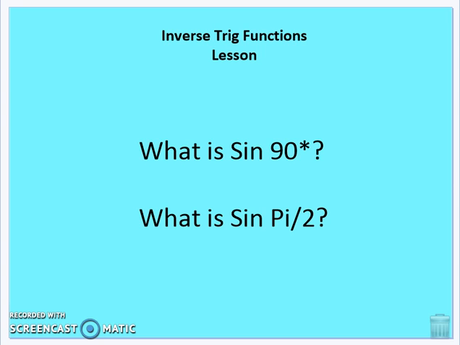Let's back up a little bit and ask the question, what is the sine of 90 degrees? The asterisk there is my way of easily typing in the degree symbol. Or what is the sine in radians of pi over 2? I'll let you think about that for a second. You should come up with an answer. Sine of 90 degrees is equal to 1. Sine of pi halves is also equal to 1.